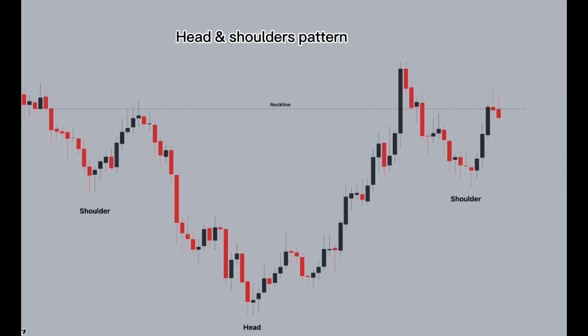Number 1, head and shoulders pattern. The first pattern on our list is known as the head and shoulders pattern. This pattern is a reversal pattern, where a larger peak, the head, is accompanied by 2 smaller peaks to either side of it, the shoulders.